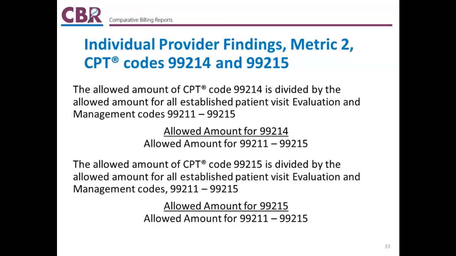As we did in metric 1, we can look again at the calculations for established patient visits as well. The same calculations were used as with the new patient encounters. The allowed amount for 99214 was divided by the total of the combined allowed amount for all established patient codes submitted during the same time period. This calculation is replicated again using the claim submission of 99215 in the numerator. So to look at the table for these results, let's look at table 4 of the sample CBR.